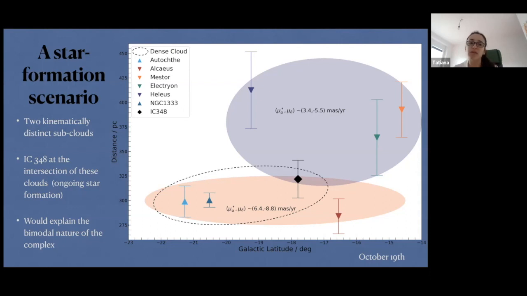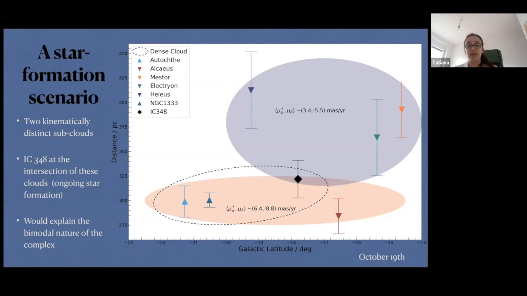Here I show the distance to each cluster against the galactic latitude. The orange ellipse here represents the proper motion group that includes NGC, Autochthy, Alkeos, and part of IC348. And then the other ellipse is the other proper motion group, which again includes Mestor, Electron, Helios, and most of IC348.